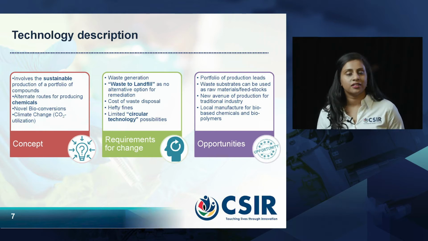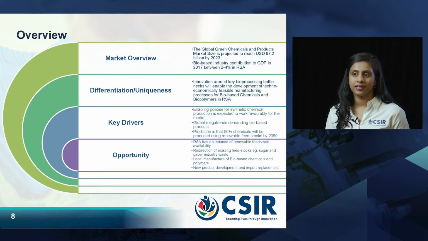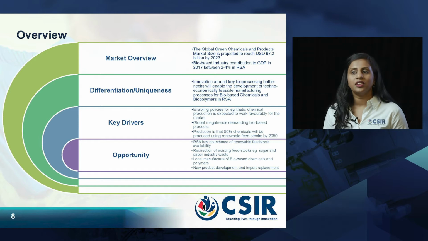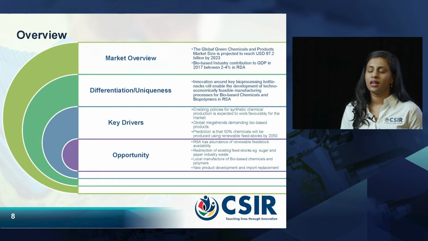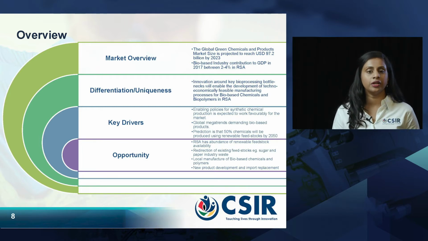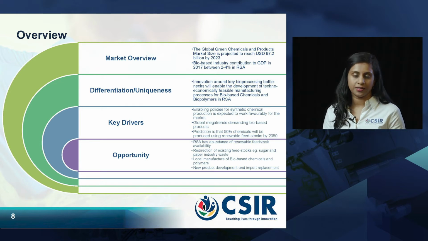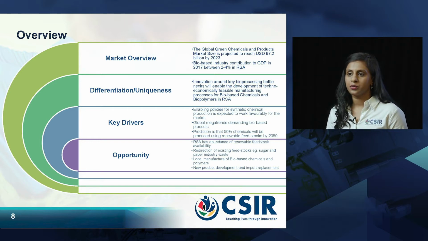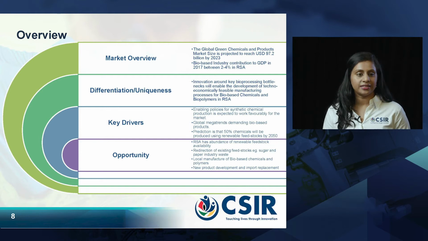The market overview is that the global green chemicals and product market size is projected to reach $97.2 billion in the next 3 years. The uniqueness of this platform technology is that key bioprocessing bottlenecks can be retrofitted to enable the development of techno-economically feasible manufacturing processes for bio-based chemicals and biopolymers in the country. The key drivers are enabling policies for synthetic chemical production, global megatrends that demand bio-based products, and the prediction is that at least 50% of chemicals will be produced using renewable feedstocks by 2050.